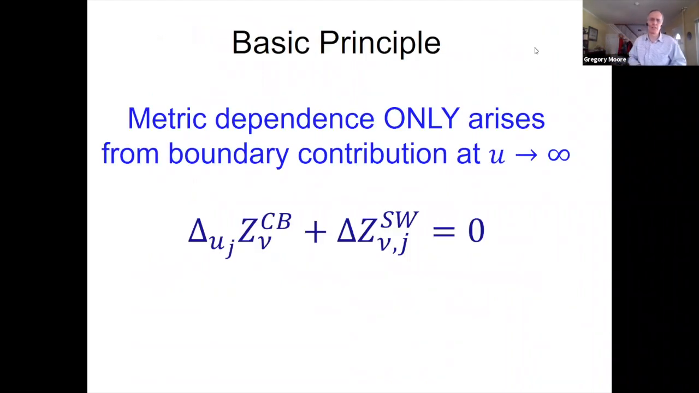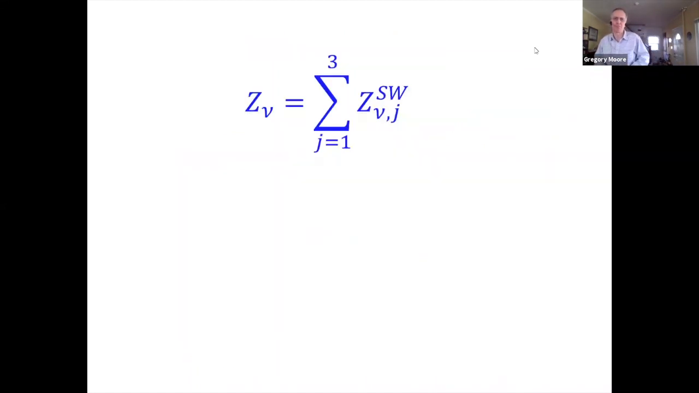So the basic principle is that the metric dependence should only arise from the boundary contribution at u goes to infinity. And if you buy that, then you see there's some metric dependence, some variation of the Coulomb branch integral coming from singularities at uj. And when B2 plus is 1, there's also metric dependence from the Seiberg-Witten contribution. But those two things should balance each other. And this turns out to be a very strong condition. It's strong enough to determine all 12 couplings.